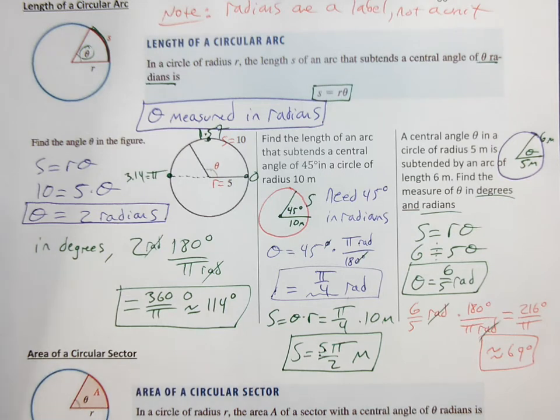How did you think about it? I figured out what times 5 equals 6, which I got 1.2. And then I did 1.2 over 1 times 180 over pi, getting 216 over pi.